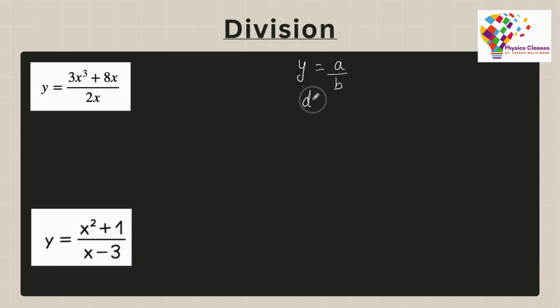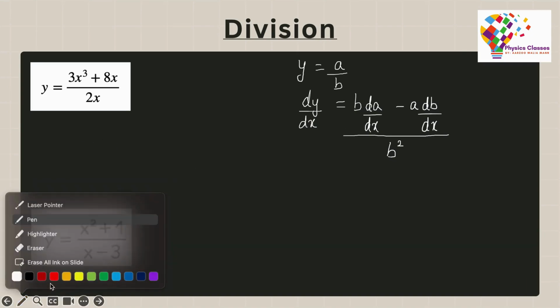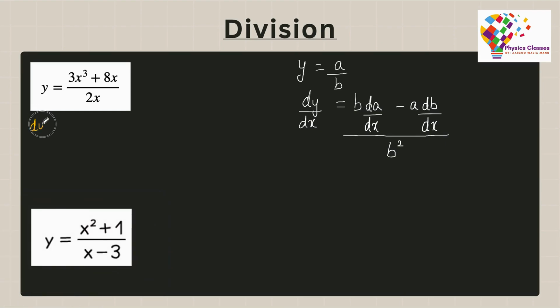Let us apply it to some examples and see how it's working. So I have y is equal to 3x cube plus 8x by 2x. So 3x cube plus 8x is my numerator and 2x is my denominator. As per the formula, first I keep 2x, my denominator, as constant and take the derivative of the numerator, that is 3x cube plus 8x. Then subtract. You keep the numerator constant and you take the derivative of the denominator. So I keep 3x cube plus 8x constant and I take the derivative of 2x. This whole divided by the denominator square. The square of 2x is 4x square.